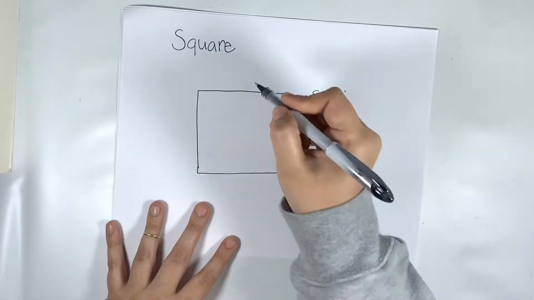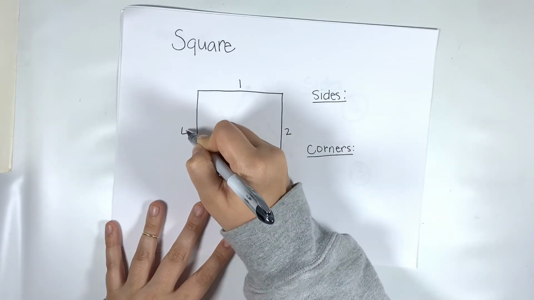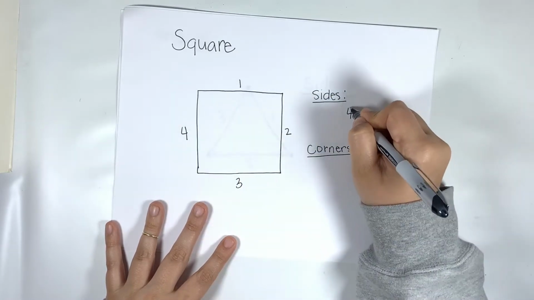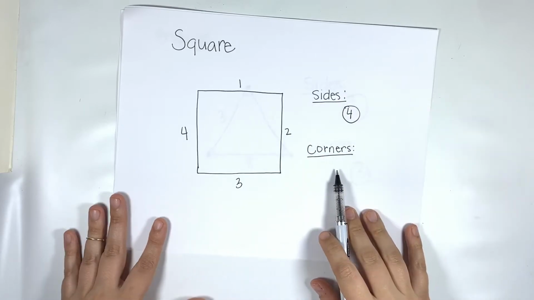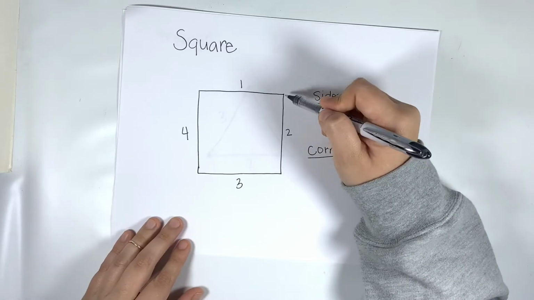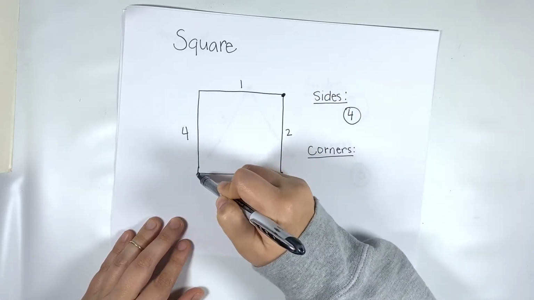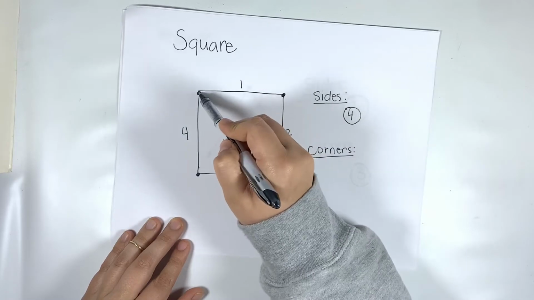Let's count the sides together. 1, 2, 3, 4. A square has 4 sides. Let's count how many corners there are. Again, I'm drawing a dot where the two straight lines come together and meet. So I have 1, 2, 3, 4 corners.